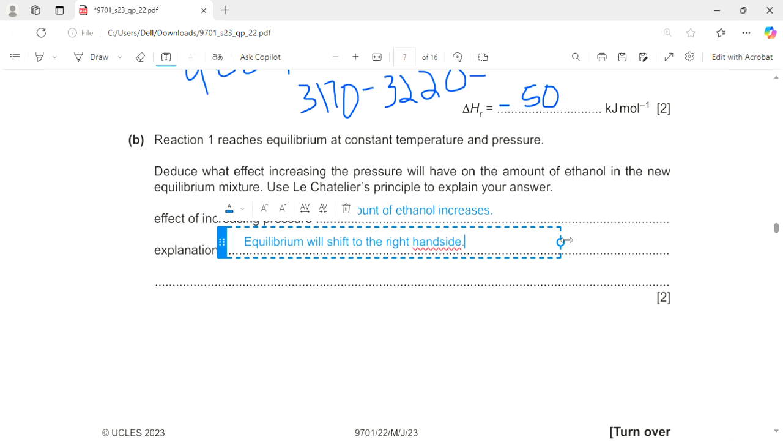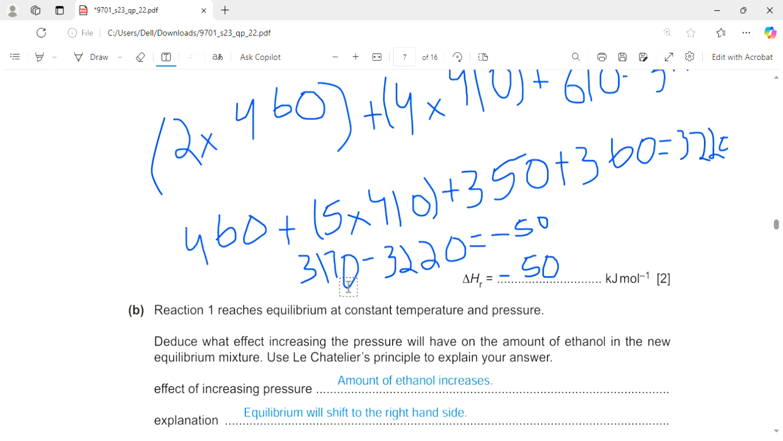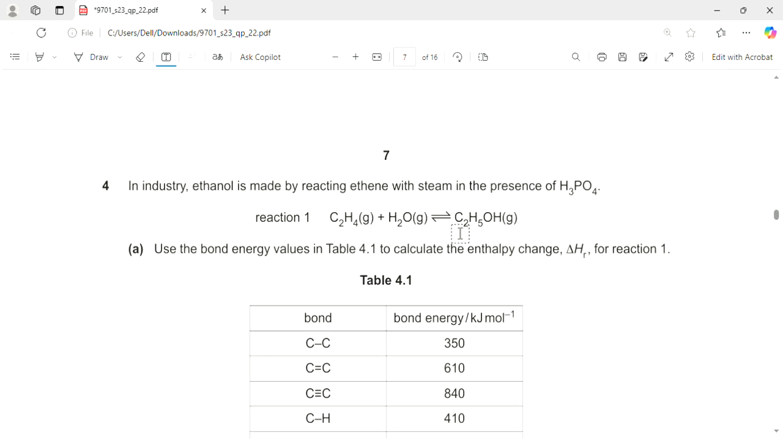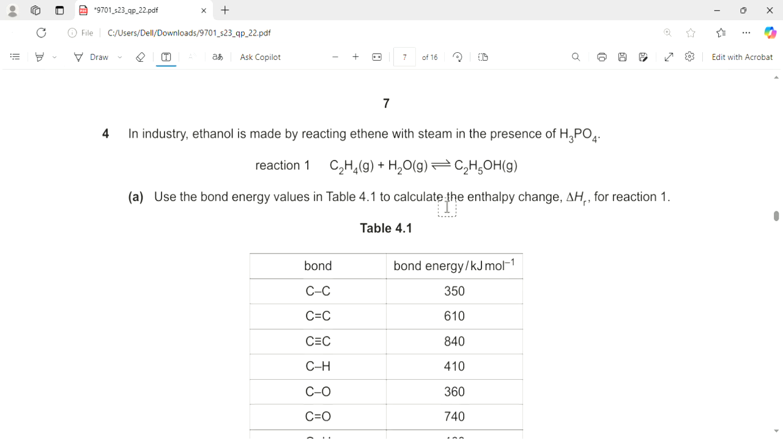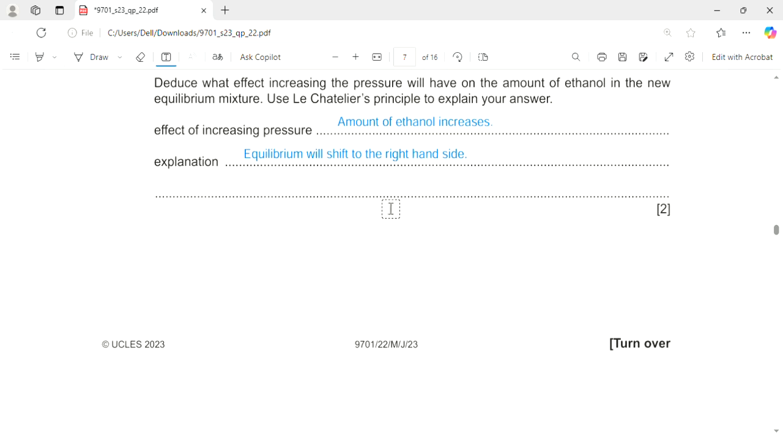Because there are fewer moles on the right hand side, and increasing the pressure will favor the side which has fewer moles, which is the right hand side. So that's why the equilibrium will shift to the right hand side.